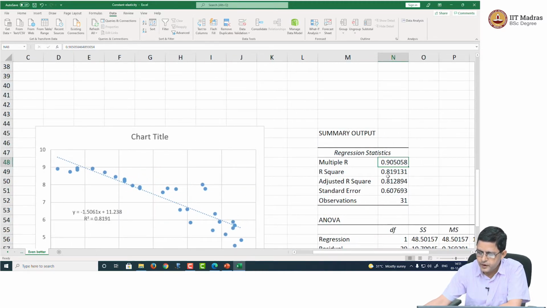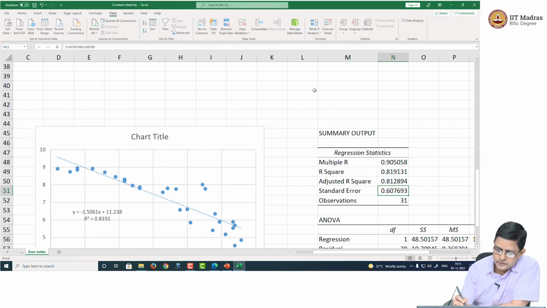So 0.9, 0.8191, we already know what that means, right. 81% of the variability in the response variable is explained using this regression model. What is this standard error? Standard error is the standard deviation of the error terms. Remember what we said in the simple linear regression? The error terms for regression.